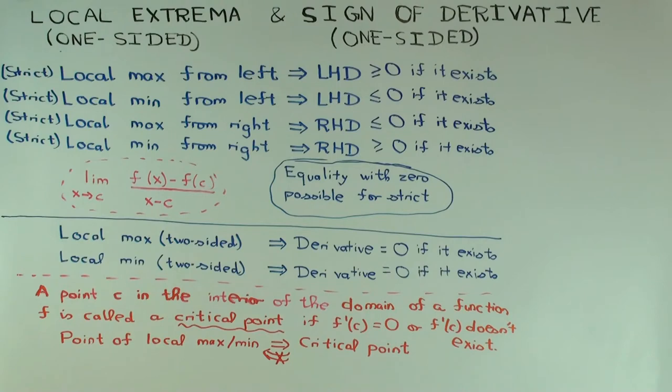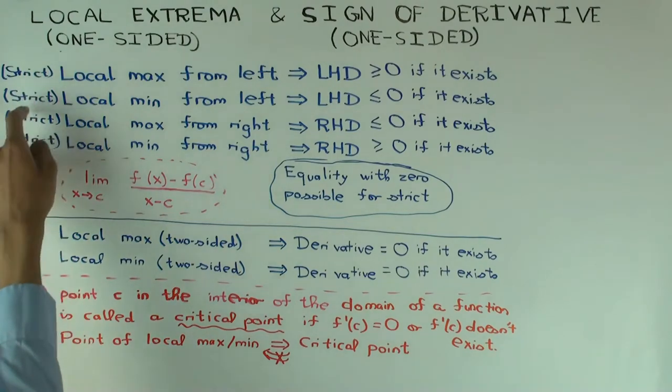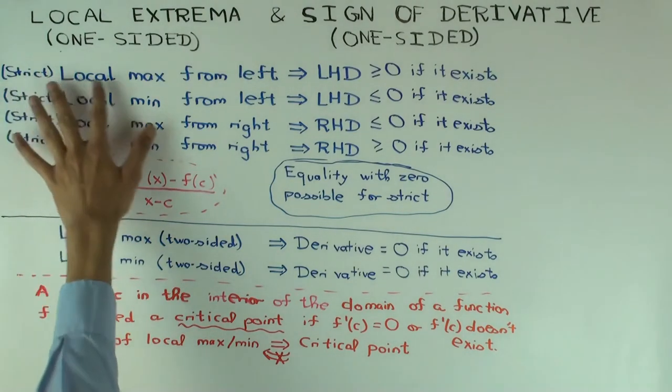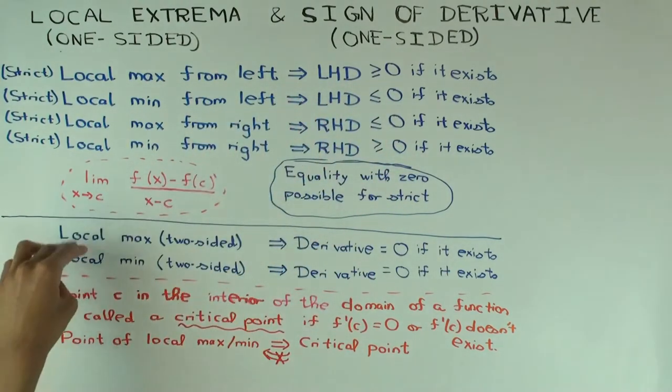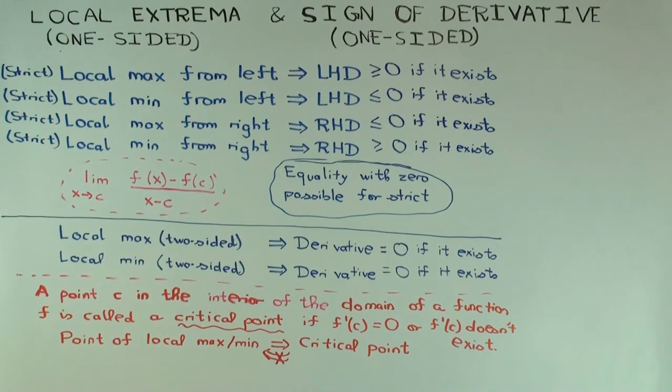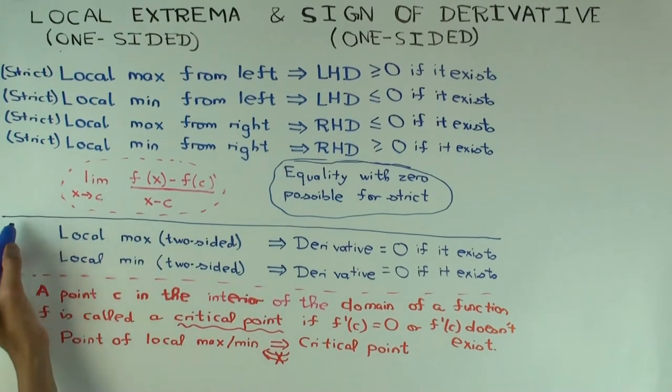Now I want to say something more, and that's about strictness. By the way, you may have seen the strict here. That was optional. So even if it's not strict, you still have greater than or equal to zero, less than or equal to zero here. So our conclusions didn't depend on strictness. But let's try to think what happens if we put strict here.